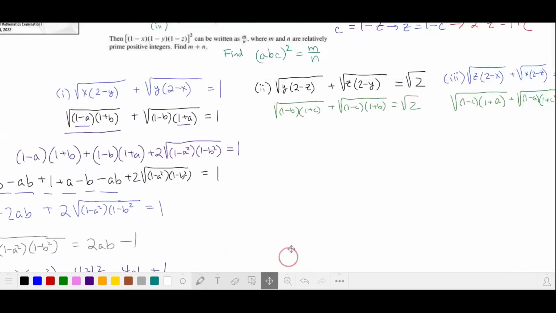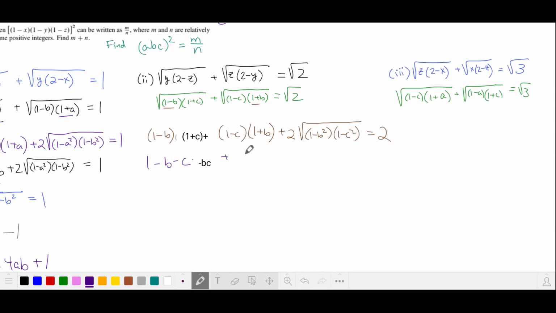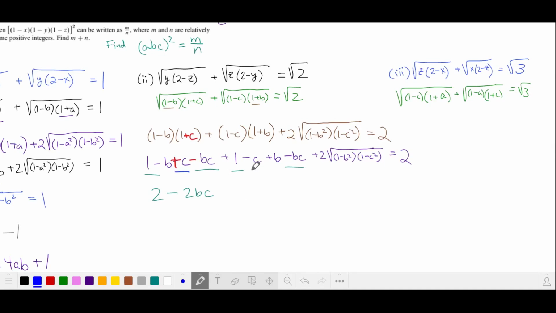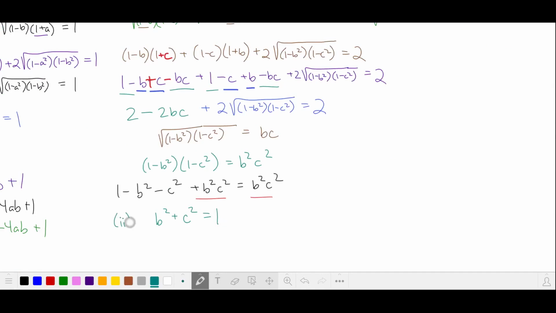Let's go back to equation number 2. And again, we'll square both sides. And when we take the product of these two terms, again, we see the difference of squares factorization. And the right-hand side is 2. We'll multiply these out and collect like terms and isolate the square root sign. We have 2 minus 2bc, so the c's cancel and the b's cancel. Now we can divide by 2 and isolate the square root. And we'll square both sides and combine like terms again, and we get this nice equation from equation 2.